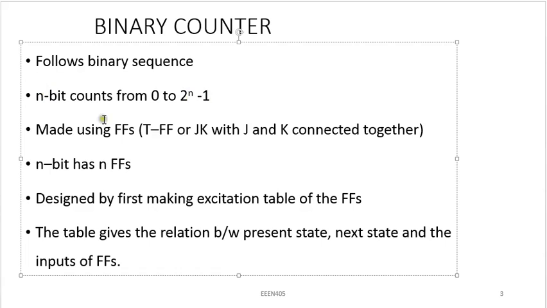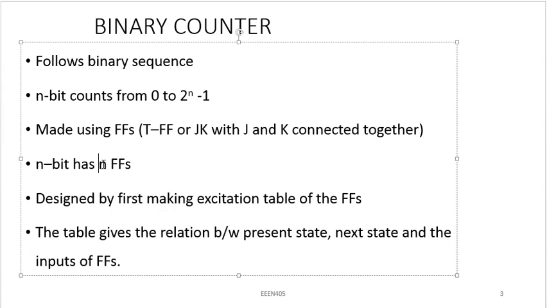And these binary counters are fabricated using flip-flops, and the commonly used flip-flops are either T flip-flop or JK flip-flop. In a situation where JK flip-flop is used, the J and K are connected together. And if you can remember part 1 of this lecture, we said wherever J and K are connected together, it changes the flip-flop into T type. And also we should know that whenever we are designing an n-bit counter, we have to use n flip-flops, because we established that each flip-flop has the capacity of a single bit.